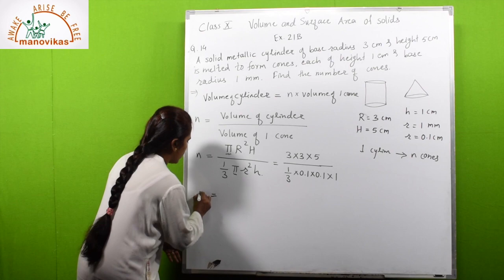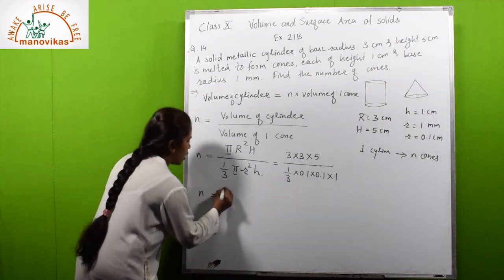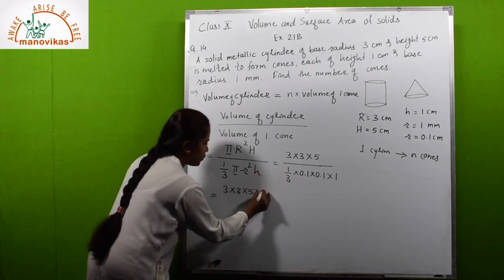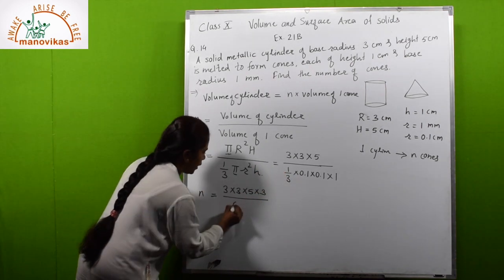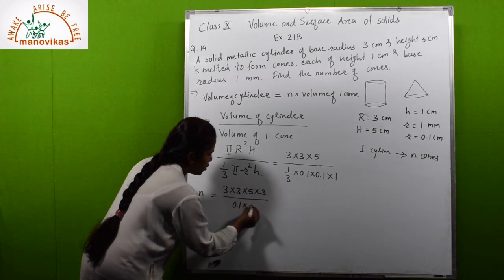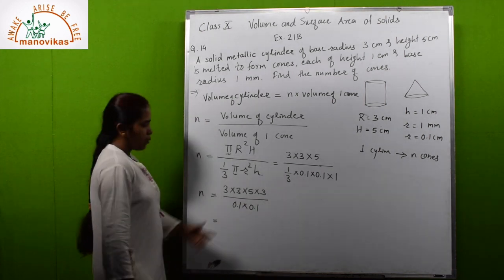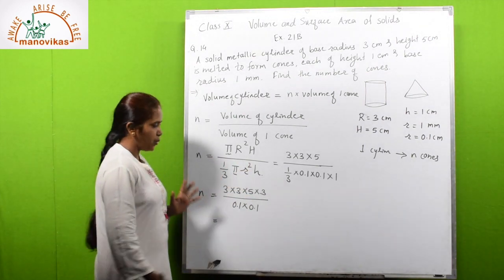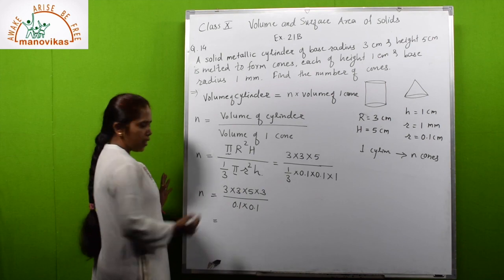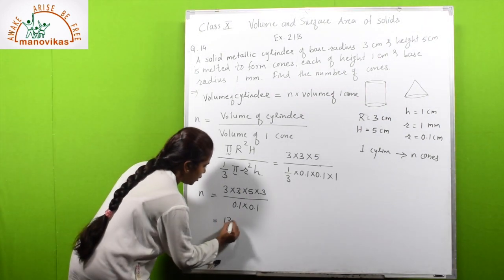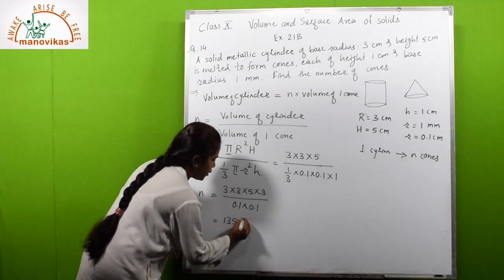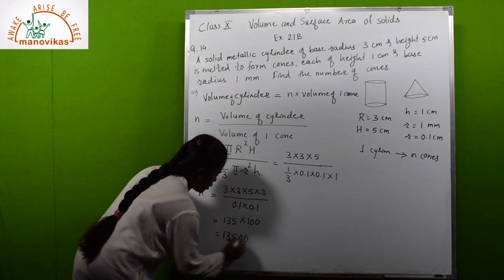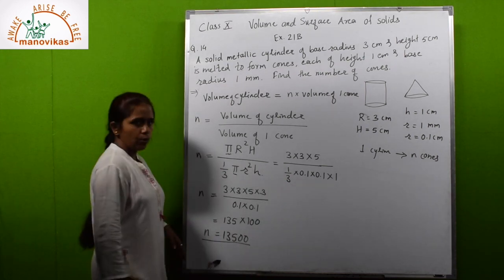So if you simplify this, what do you get? 3 into 3 into 5, and this 1/3 becomes multiplied by 3, divided by 0.1 into 0.1. For the 0.1 decimal point, you can increase the zeros in the numerator. So 27 into 5, you get 135 into 100, that is 13500, which will be the number of cones.